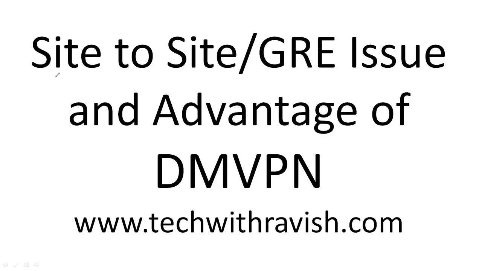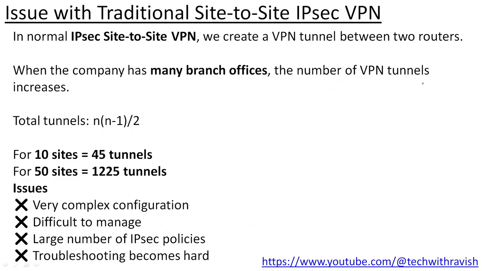In our previous video, we discussed the site-to-site VPN and GRE tunnel with the help of IPsec to provide security. But there are so many issues in the GRE tunnel and site-to-site VPN, as well as in IPsec over GRE. Let's talk about all the issues. If we only talk about the traditional site-to-site VPN, what are the issues in that?